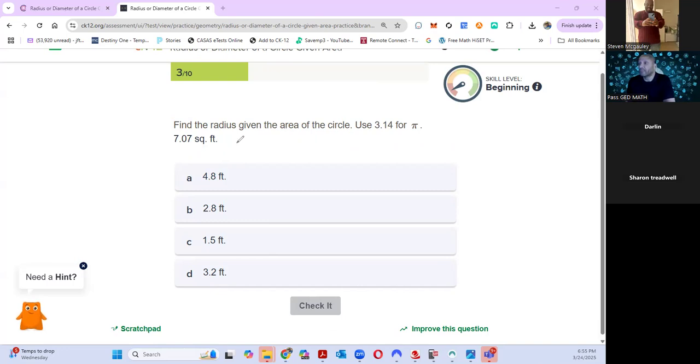They're giving us the area. What else is given? They want you to find the radius, and they're giving you 3.14, pi. So we know we're talking about a circle. They gave us pi and they gave us the area, correct?